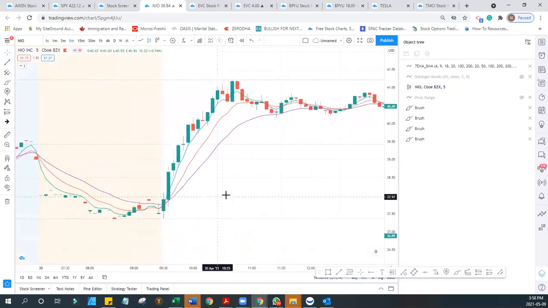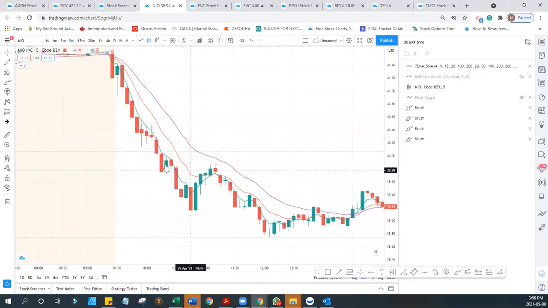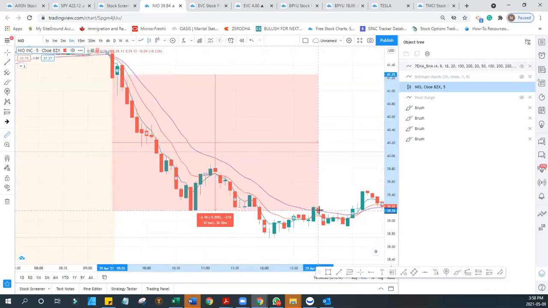Got it. Okay, let's see if 9 and 18 works here. Yeah, check it out here. If you are not a risk trader, you would have got out here with 3%. If you are a risk trader, you go right up to here.